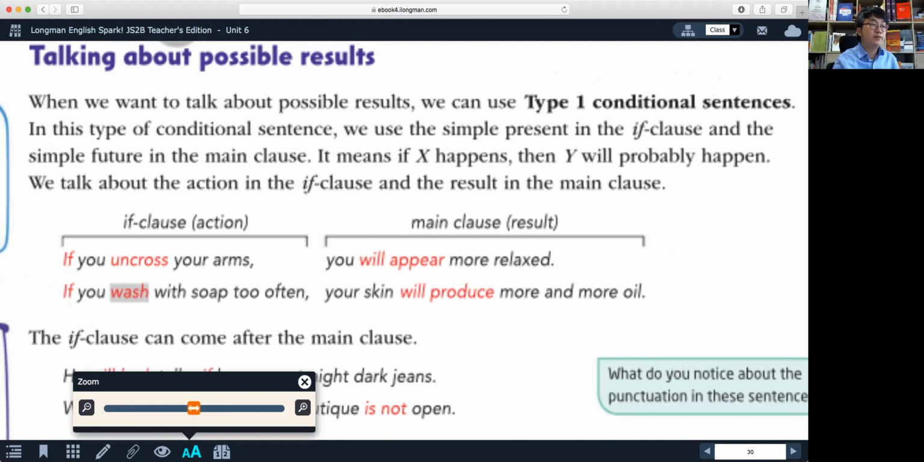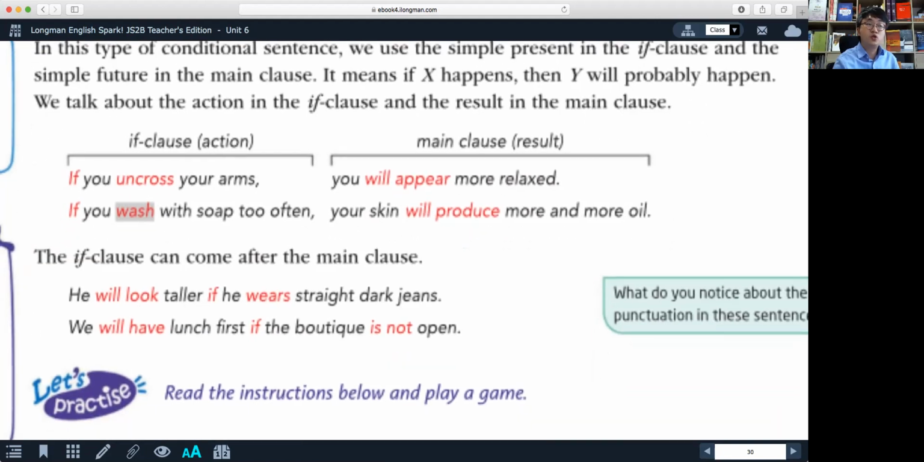And also pay attention that for the if clause, we can swap the position. We can put the if clause at the beginning of the sentence, and we can also put it at the end of this sentence after the main clause, like here. First, we have the main clause. He will look taller. This is the main clause. And then we have the if clause. If he wears straight dark jeans, this is the action. We put the result first in the sentence, and then the action.